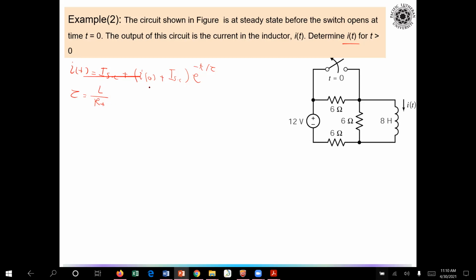And I have to start with the initial conditions, the situation before the switch operates. I can represent it as t less than 0, or another way, t equals 0 minus, just immediately before I open the switch. From that case, I need to find my initial condition, which is i(0). So that's what we're going to do. Let's start with the first part, how to find the initial condition.